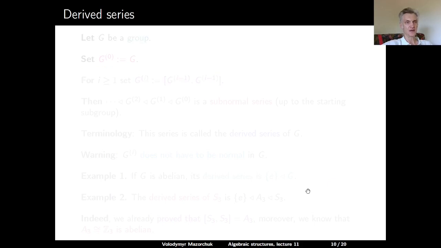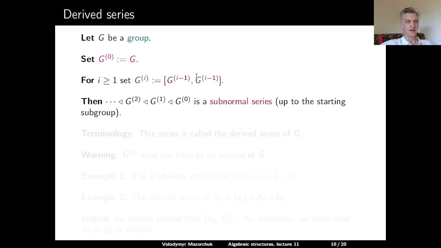Now we can talk about the derived series. Let G be a group, set G upper 0 to be the group G. And now define G upper i for all positive integers i recursively as the derived subgroup of G upper i minus 1. Then we have a descending chain of subgroups. So G upper 0, which is G, has a normal subgroup which is G upper 1. This has a normal subgroup G upper 2, and so on. And this is a subnormal series.